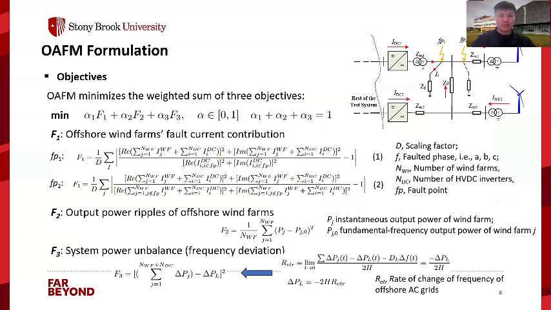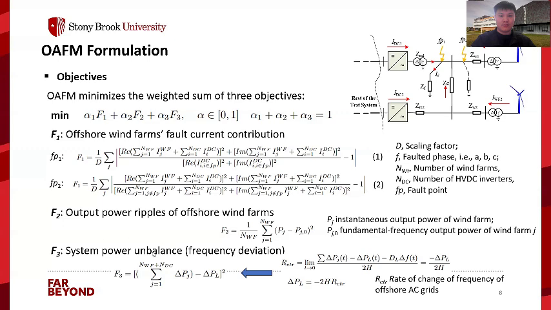The first objective is the fault current contribution from offshore wind farms. The formula for F1 varies depending on the fault location. When the fault occurs at fault point 1, FP1, as shown in this figure, F1 is expressed in equation 1. When the fault happens at FP2, F1 is expressed as equation 2. The second objective is the power ripples of offshore wind farms. The ripples are calculated as the difference between the instantaneous power and the fundamental frequency output power of the wind farms. Here we minimize the average output power ripples of all offshore wind farms.